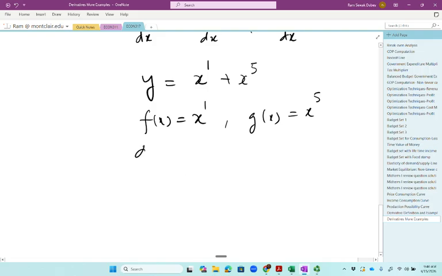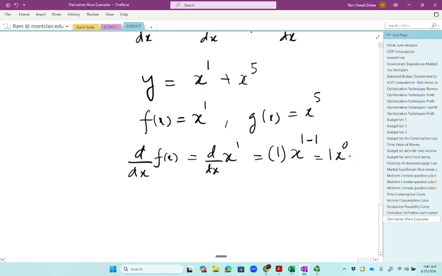Then I'll find the derivative of each one of the two functions. First one is the derivative of x to the power 1. The rule is I take the exponent to the coefficient and then I reduce the exponent by 1. So this is 1 times x to the power 0, but we know any non-zero number to the power 0 is 1. So the answer is 1.